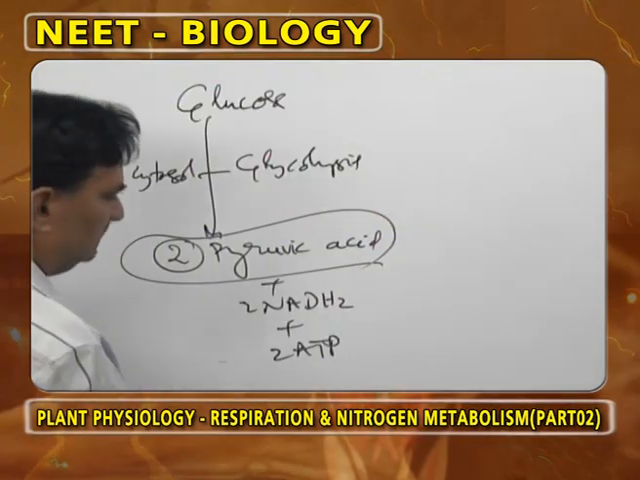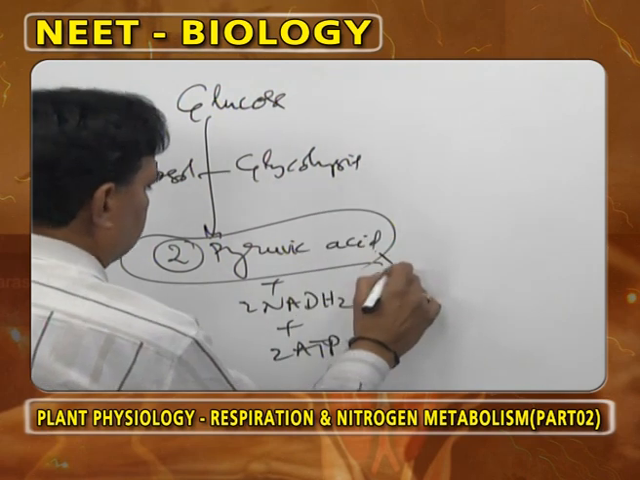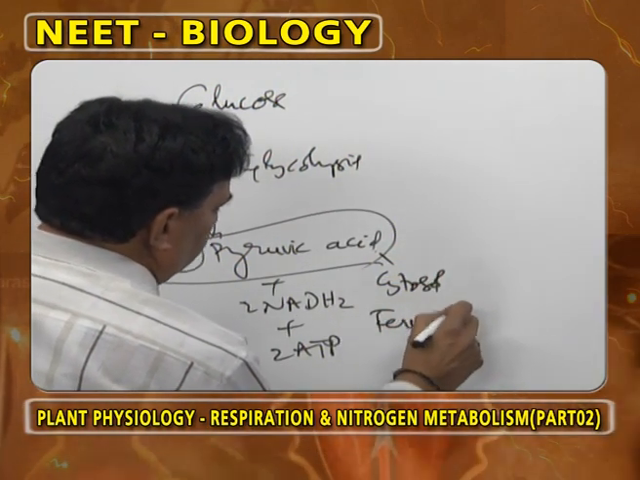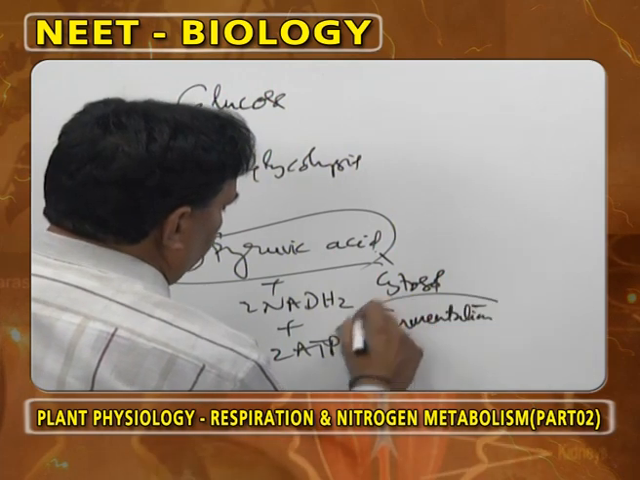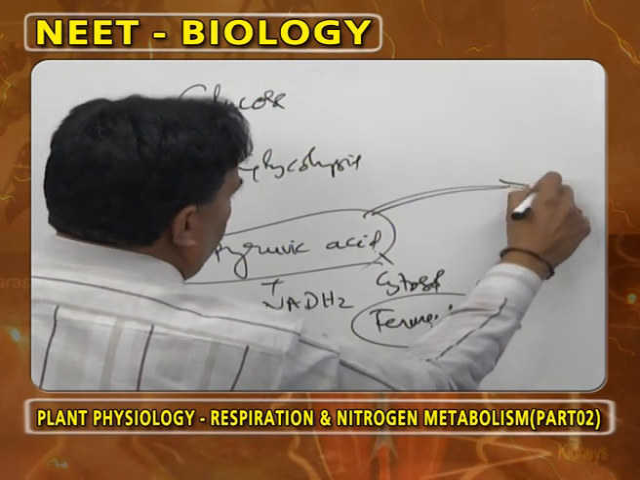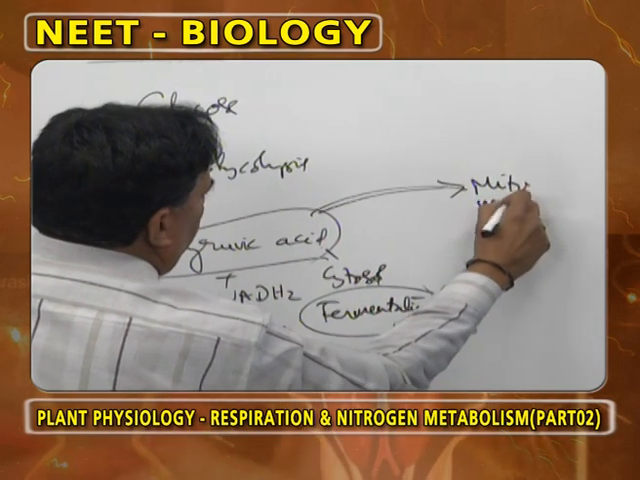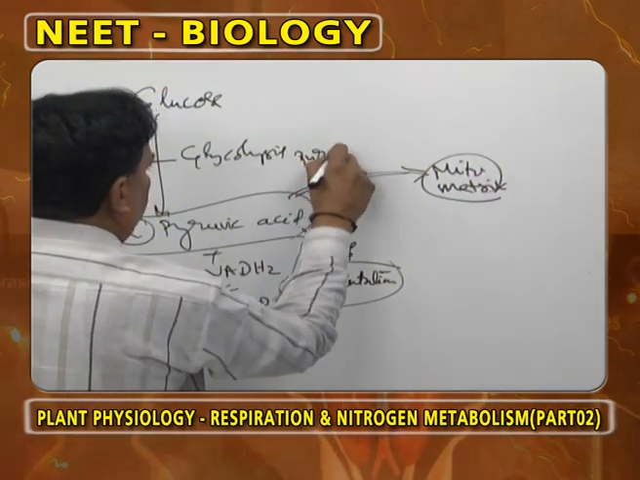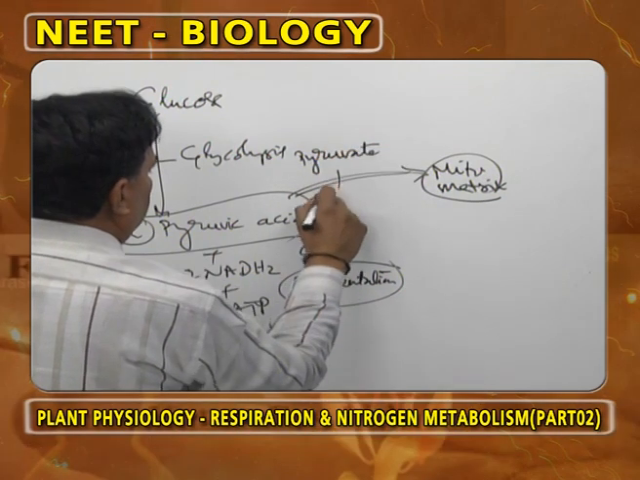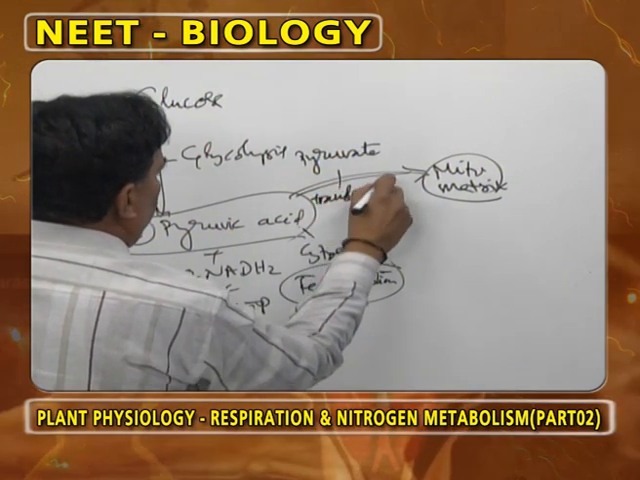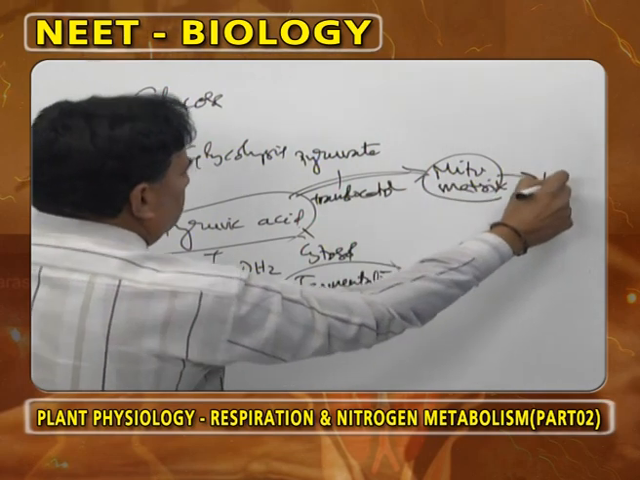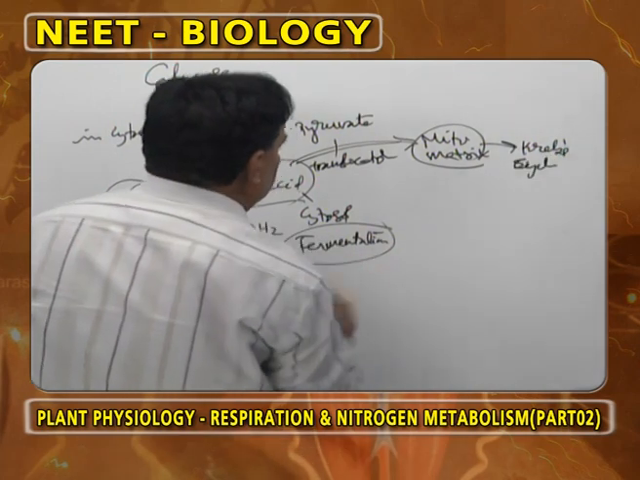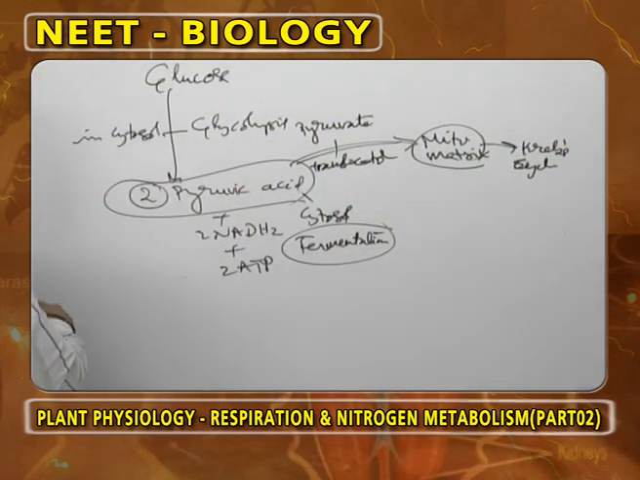If this pyruvic acid remains in the cytosol, it is involved in fermentation. Suppose this pyruvic acid goes to the mitochondrial matrix with the help of the protein carrier called pyruvate translocator, it is involved in the Krebs cycle.